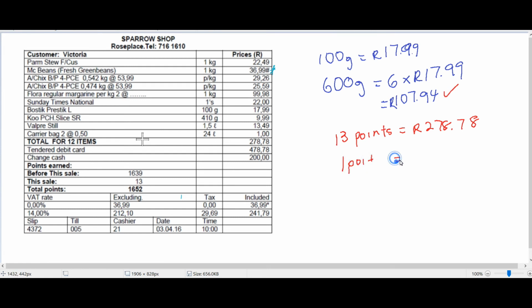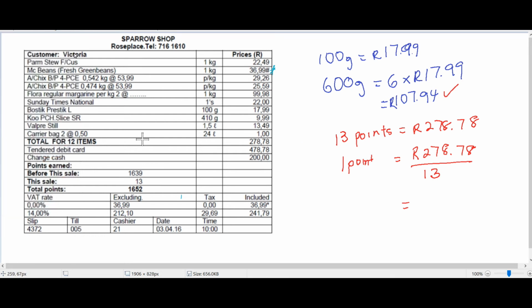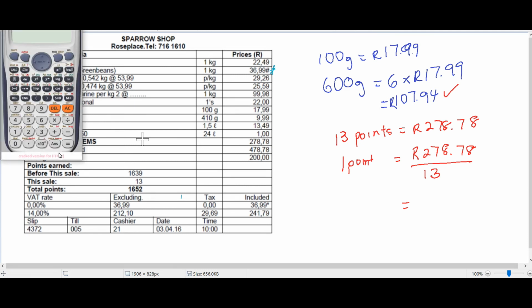1 point will be equal to, you divide both sides, you divide the amount by 13. So 1 point will be equal to 278.78 divided by 13, right? And then you get your answer. So we use our calculator and press it. You press 278.